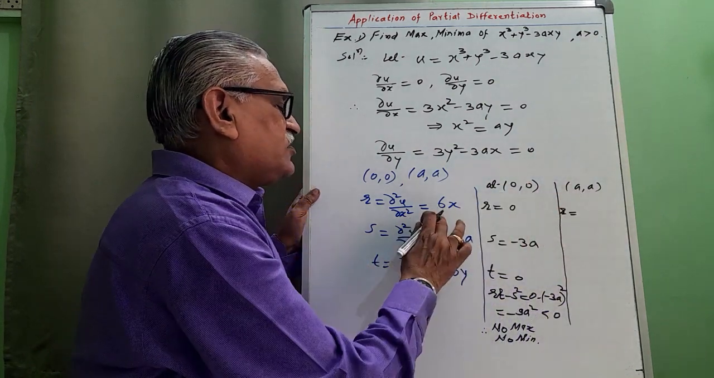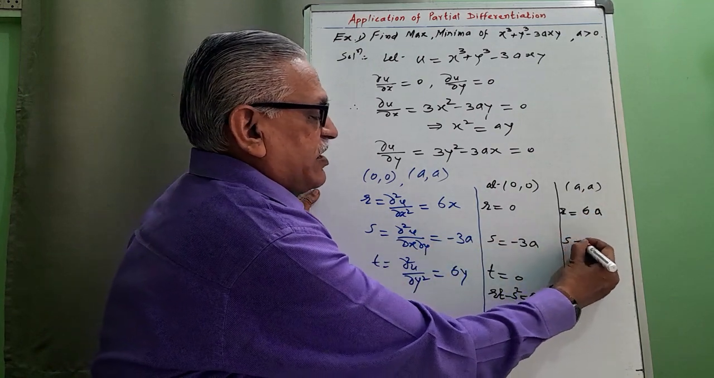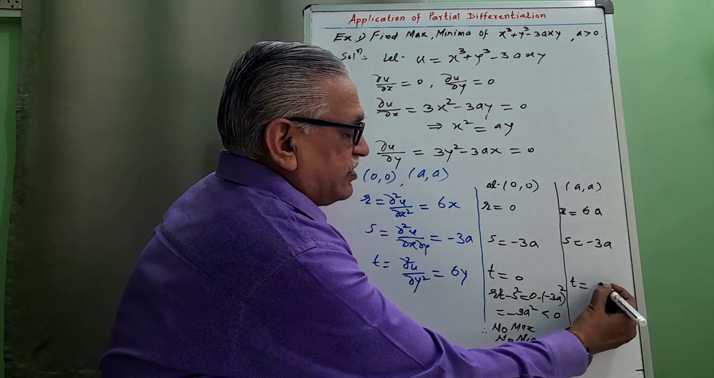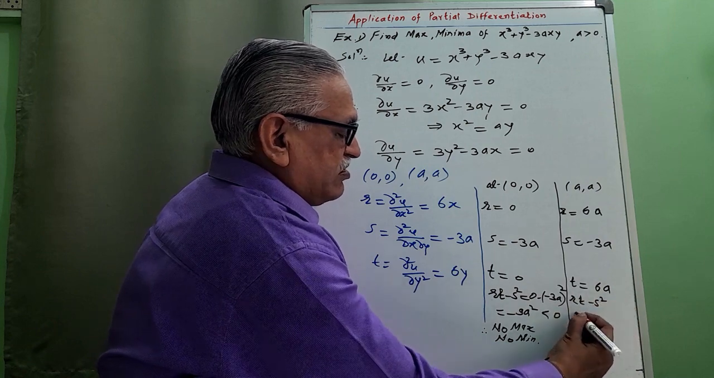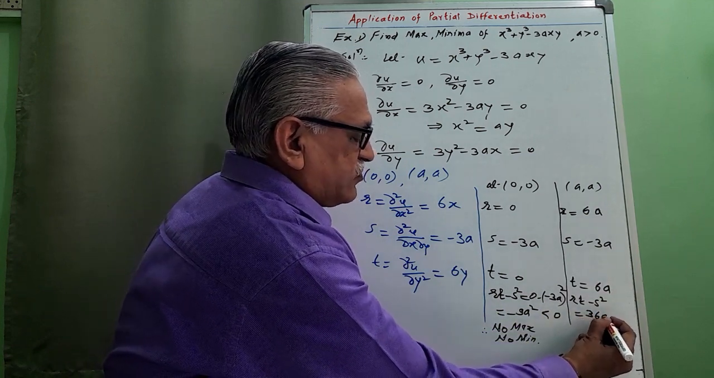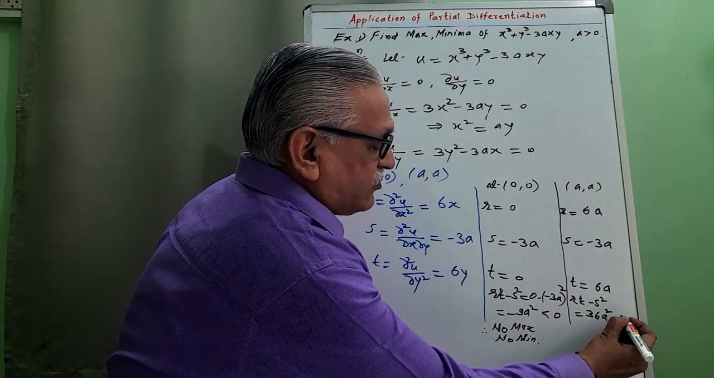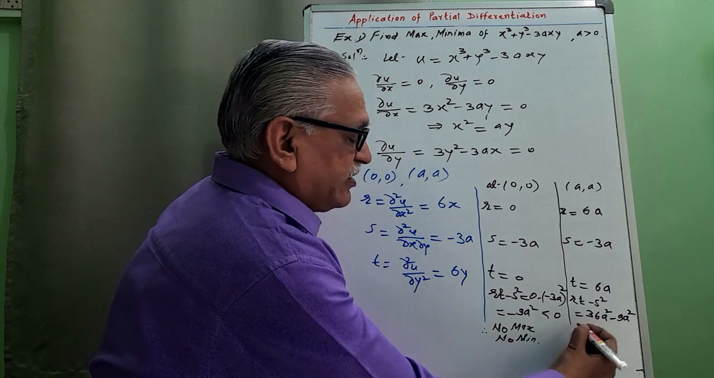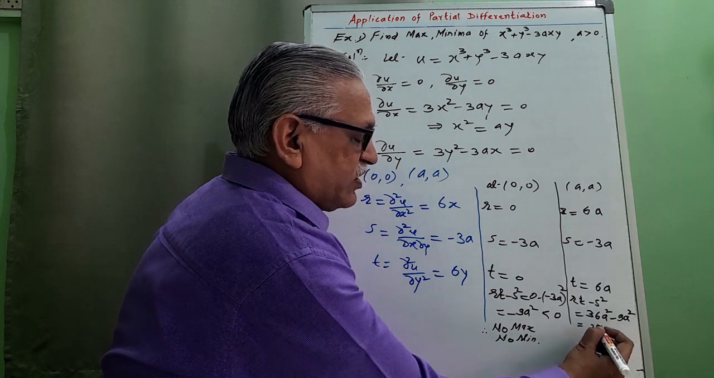r is equal to 6 into x, x is a, therefore it is 6a. s remains the same, minus 3a. And t is equal to 6 into y, y is a, therefore it is 6a. Then once again we find the value of rt minus s square. r is 6a, t is 6a, therefore that product becomes 36a square, minus (minus 3a) whole square, which is 9a square, and therefore 36a square minus 9a square is 27a square.